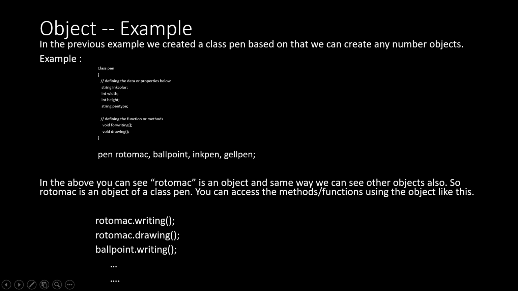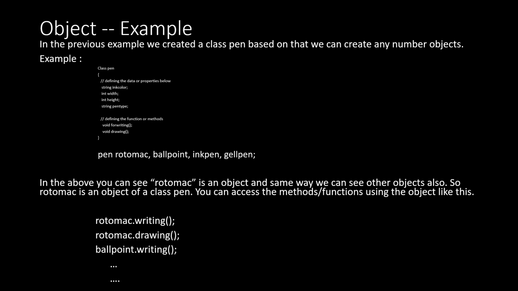So Pen is a class. For the Pen class I have created about 4 objects. So we can create any number of objects using this class. Okay, and then using the objects we can call the functions: Rotomac.writing, Rotomac.drawing, ballpen.writing. Like that we can call the different functions inside the class using the objects. Okay, so this is the example of an object.